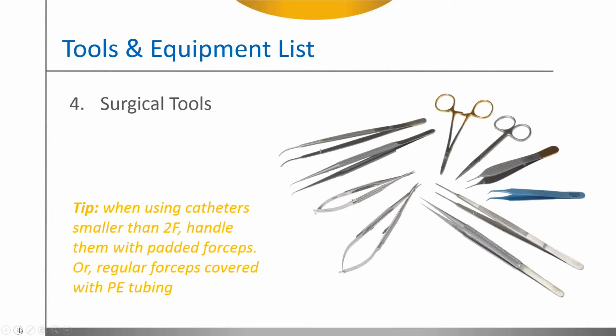Which brings me to surgical tools. Of course, they're essential for the actual surgery and blunt dissection. But the point I want to make here is that you have a great opportunity to avoid damaging the catheter if you handle it properly with forceps. Now by properly, I mean use forceps that are especially configured for handling microcatheters, or if you don't have those, use forceps that have had the ends covered with a soft PE tubing so as to avoid crushing the catheter shaft.